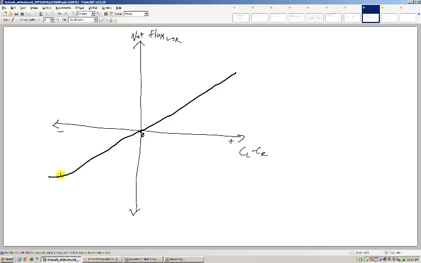Sorry, that should not be squiggly like that. It should be a nice straight line. So this is what you get with simple diffusion.